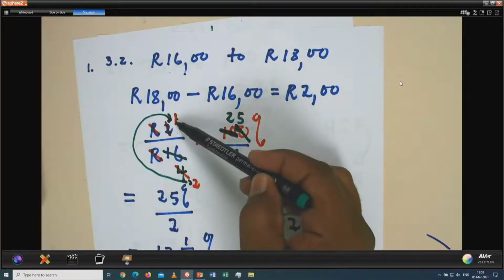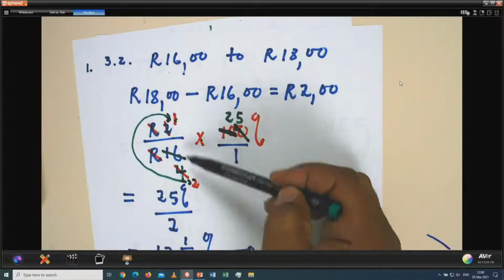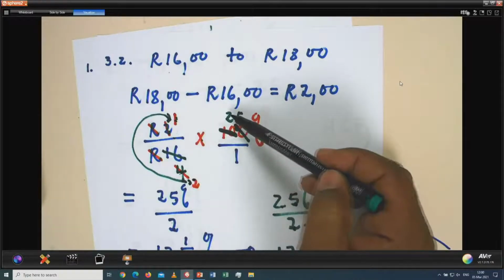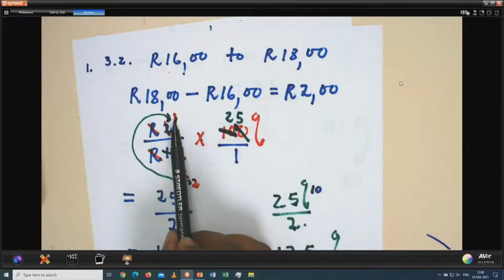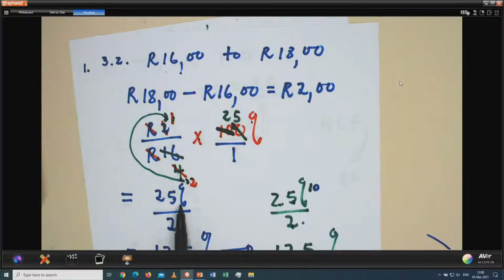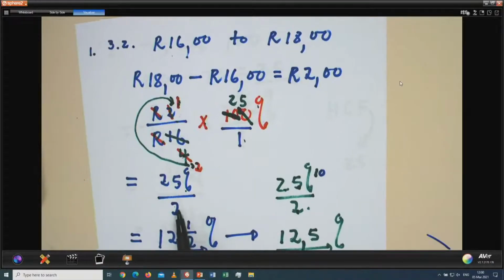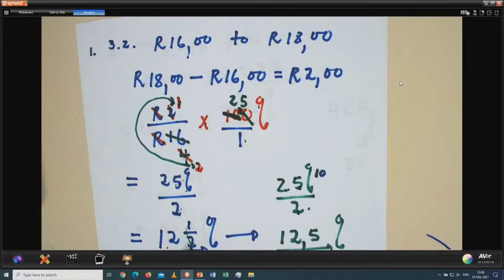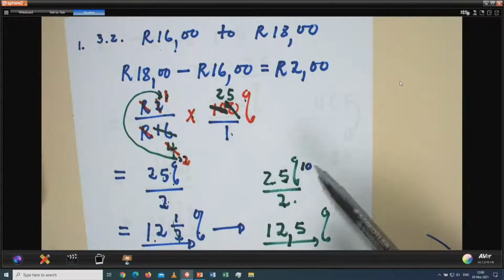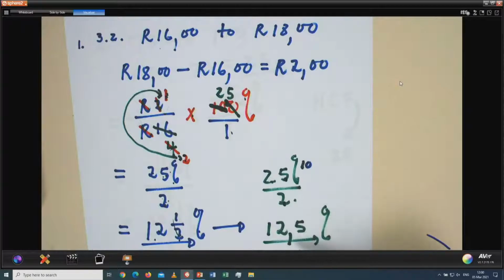Now this side I'm left with 1 divided by 2, which is a half, multiplied by 25%. Then I said 1 multiplied by 25% is 25%. 2 multiplied by 1 is a 2. Now what is 25 divided by 2? It will be 12.5. Because I know 24 divided by 2 will be 12, and then I'm left with that 1. Therefore it gives me 12.5%. Or I prefer the answer as a decimal fraction.